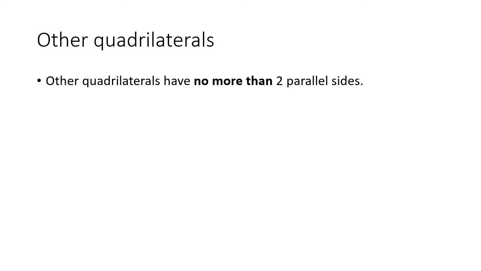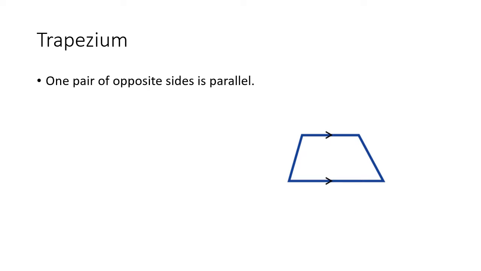Other quadrilaterals can have no more than two parallel sides. At the most, they're going to have two parallel sides like this quadrilateral here. The trapezium has one pair of opposite sides that is parallel, and that's the definition of a trapezium. The angles don't actually matter. You can see in this trapezium that all our angles are different. This angle is not the same, this angle is not the same, and this angle is also not the same. So we're getting a whole lot of little arcs there.